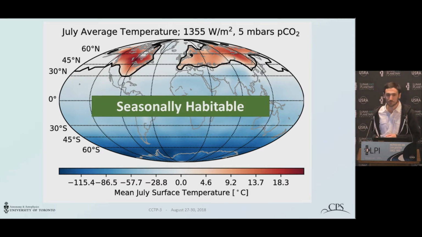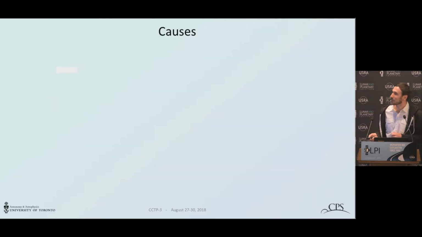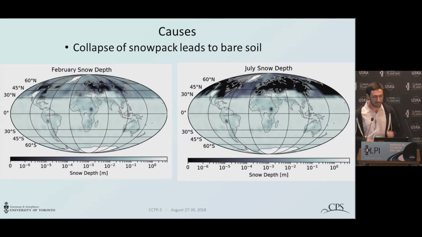Now I'm from Minnesota originally, so that's not too outlandish an idea for me. But it's still worthwhile looking at what's actually going on here. So I think the key factor here is that we basically have a collapse of the snowpack in the northern hemisphere. And you can see that there are dry regions here, and even in February in the winter, even though you get some snow back, you still have these dry regions.